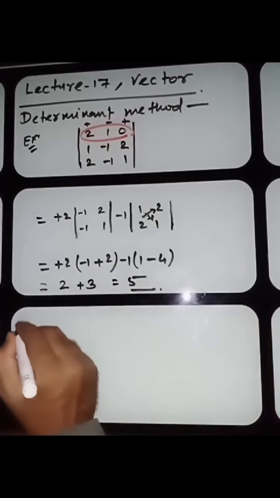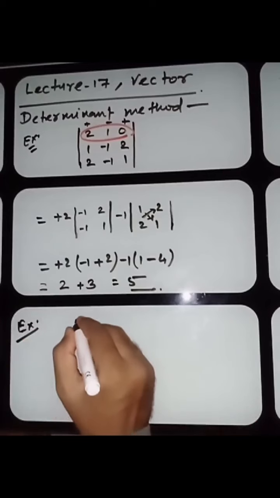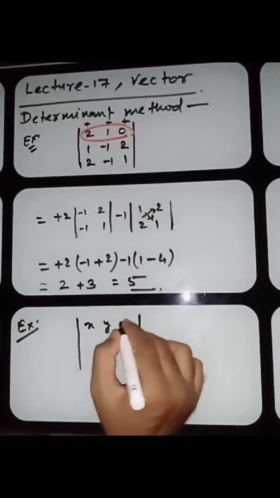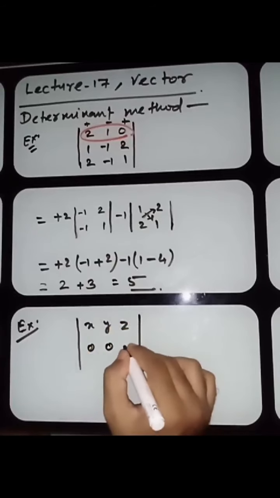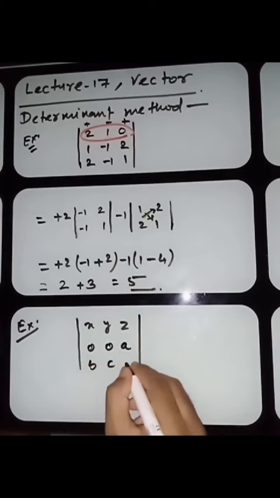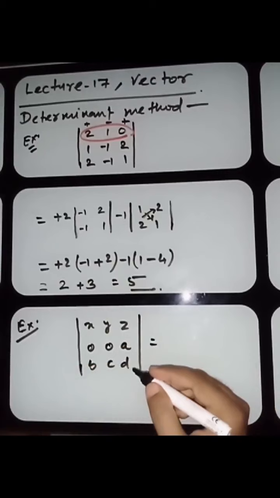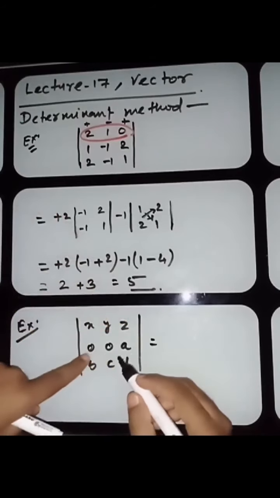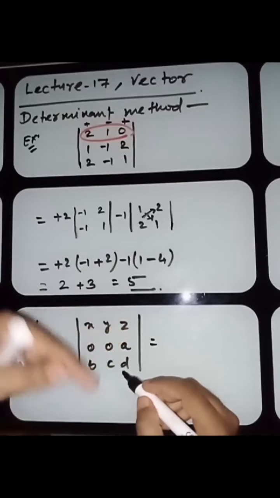Okay, one more question. Here I have a determinant of this type. Suppose x, y, z. This is a special determinant, and you will learn the name of this determinant also. 0, 0, and suppose a, b, c, d. This is a 3 into 3 determinant that we have to solve. Remember, whenever you find two members that are 0 in a column or row, try to solve the determinant with that row or column only.